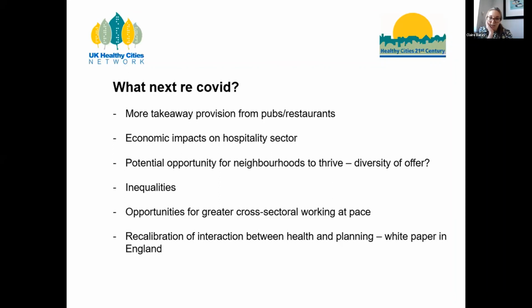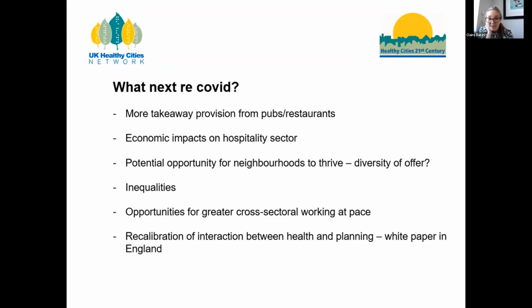And then I guess the impact of the upcoming white paper, which I think Heather touched on, and how that might impact, and again the measures in the obesity strategy as well, which I agree are too narrowly focused on individuals and behaviours.